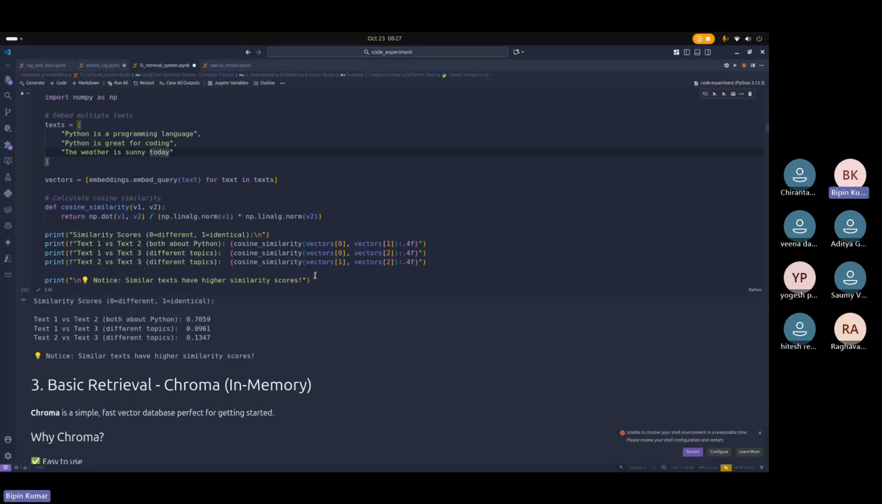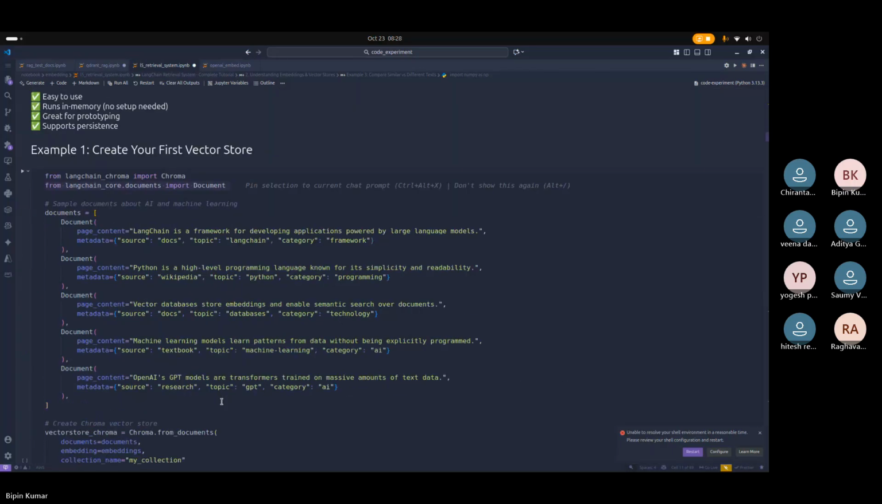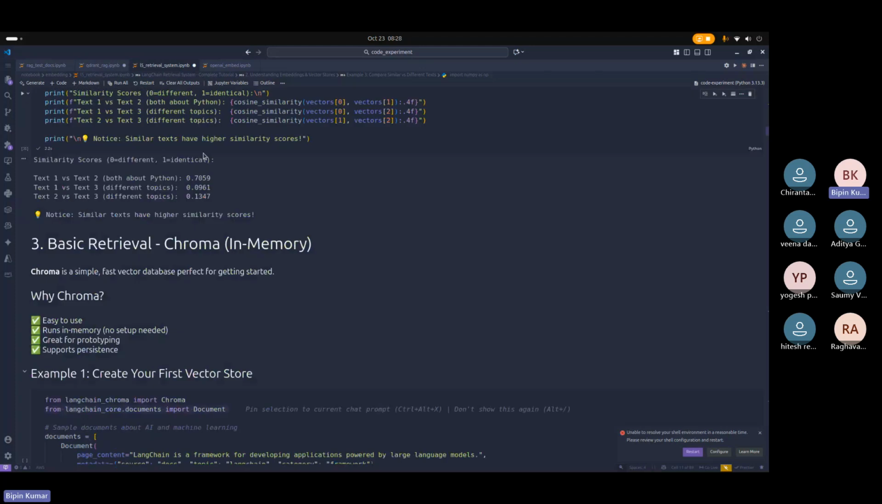Internally this thing is happening in the vector store as well. When we ask some query, it will try to find the cosine similarity, and based on that it is able to find the relevant document. For example, if I ask "Python is great for coding," then it will return "Python is a programming language" if I have only two documents. Yeah. Now let's see some example.